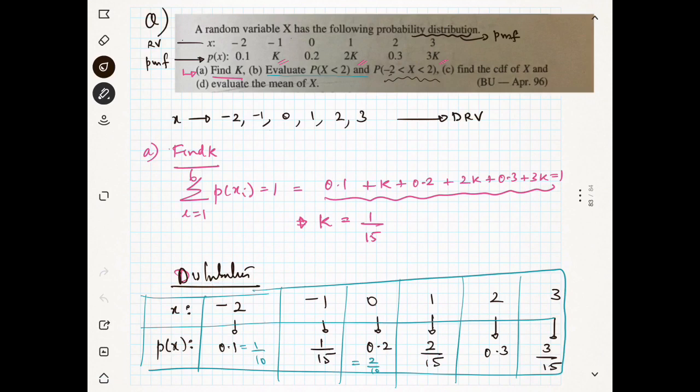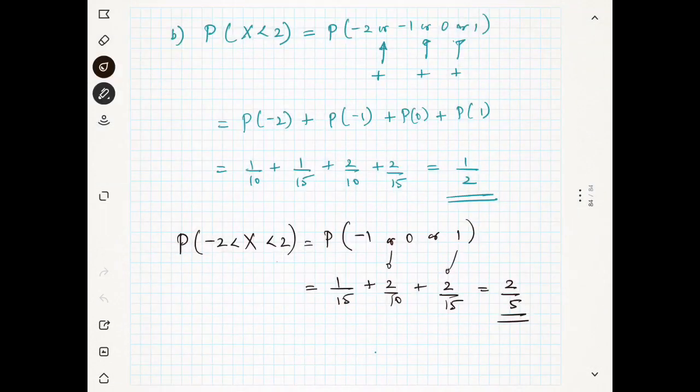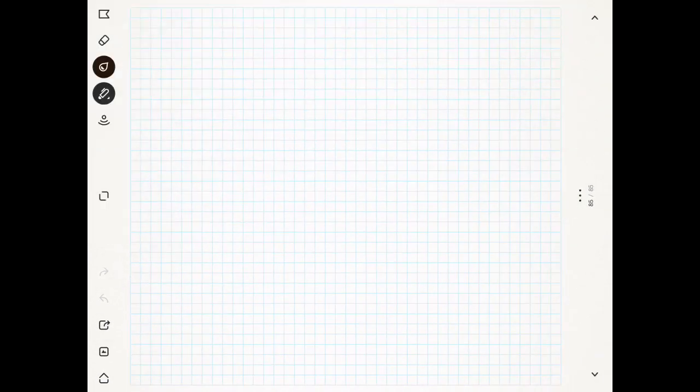Next we will see part C. Find the CDF of x. That is C. So part C is nothing but the CDF of x.